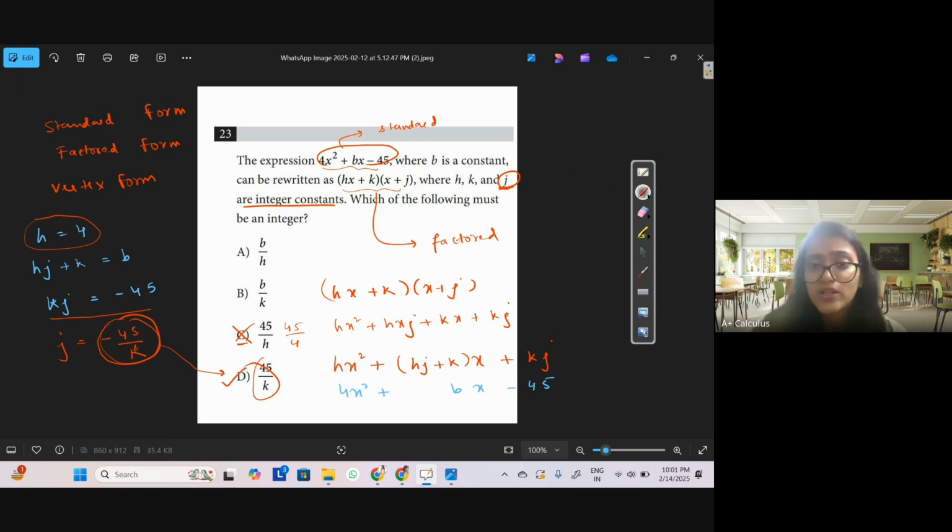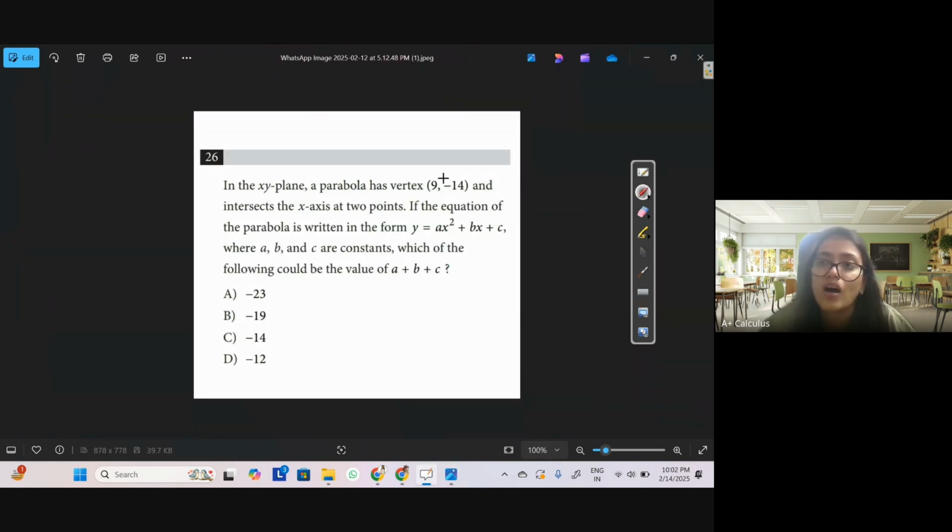Now see, this question does not fall into any specific category. This is just random application of all the concepts that you've learned of quadratics. We'll see another question. This is also a challenging problem, I should say. In the xy plane, a parabola has vertex (9, negative 14) and intersects the x-axis at 2 points. If the equation of the parabola is written in the form this, where a, b, and c are constants, which of the following could be the value of a plus b plus c?